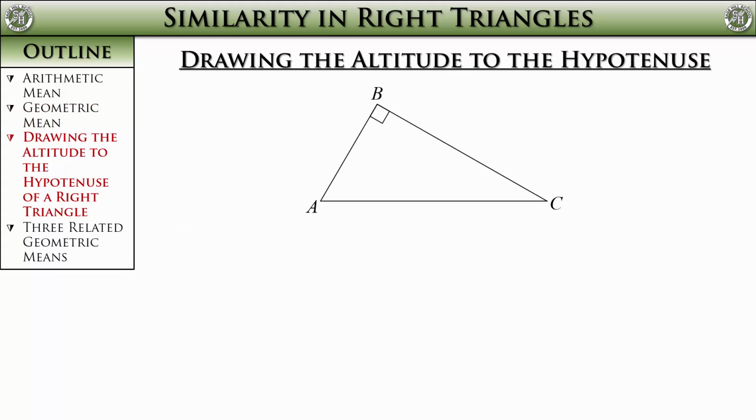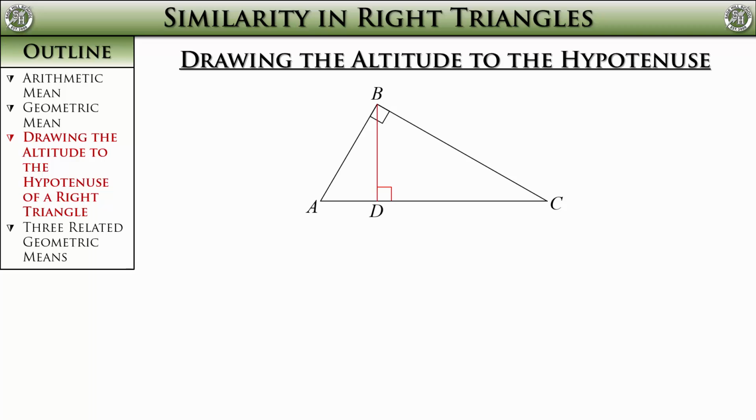Here we have right triangle ABC. Simple enough, right? Something interesting, weird, and or cool happens to this right triangle when you draw in the altitude to the hypotenuse. The hypotenuse is always the side opposite the right angle, so let's draw in that altitude to the hypotenuse. Something curious happened by doing that.